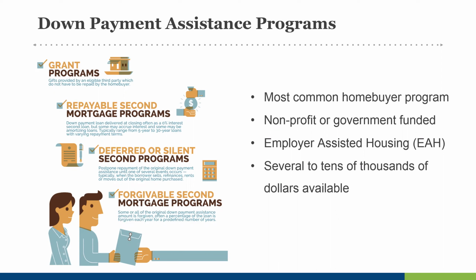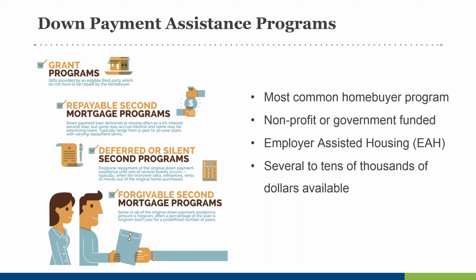Or the last scenario is it may be forgivable over time. So it's not a grant at closing, it is a second mortgage, but it could be forgiven at, say, 10% per year for 10 years. So every year they live in the home, 10% of that debt is forgiven. That would be a common scenario. Or 20% per year over 5 years. And each year they live in the home, 20% of the original down payment assistance amount is forgiven. So it sort of becomes a grant over time. Those are the 4 kind of most common types of repayment terms.